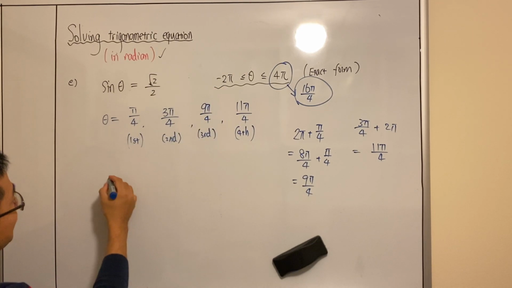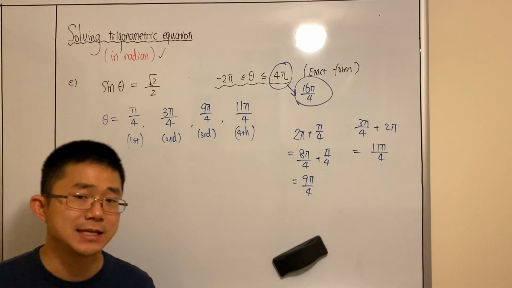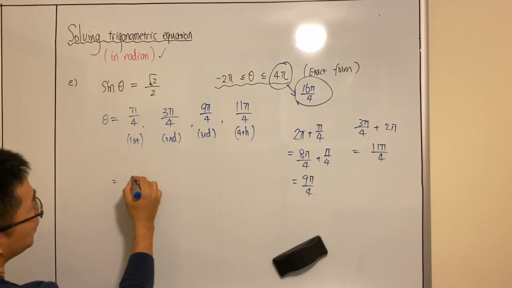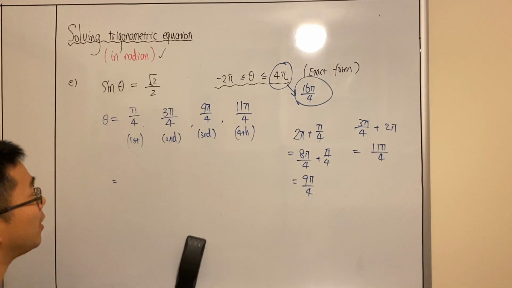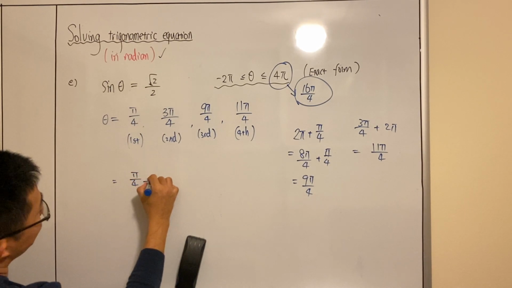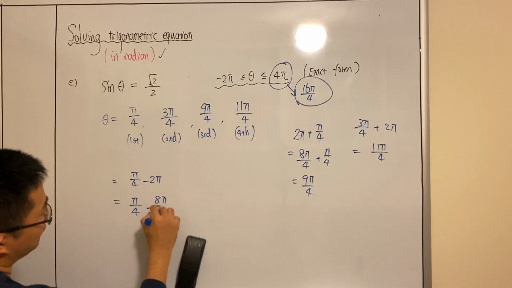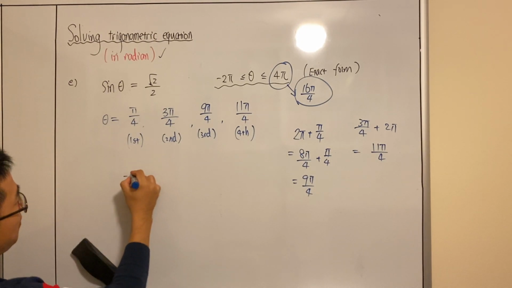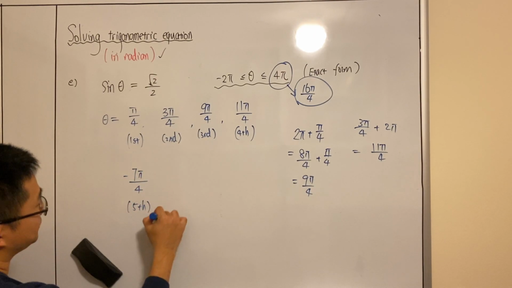So what do we do with negative answers? Well, we still take the first and the second angle. It's always using the first and second angle to generate more angles, right? So this time I'm going to use first angle, but subtract by 2 pi. So pi on 4 minus 2 pi. Pi on 4 minus 8 pi on 4, and that gives you minus 7 pi on 4. So the next answer will be minus 7 pi on 4, and that's the fifth answer.